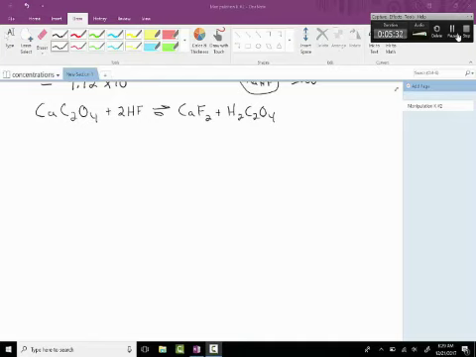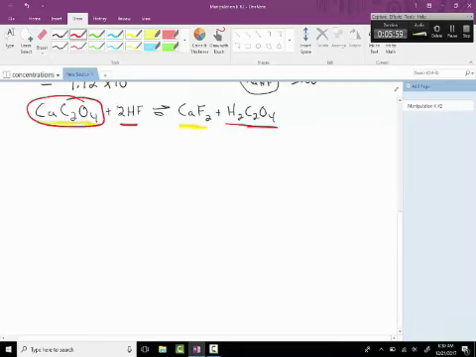Okay, this is a slightly more complicated example. I want to take a slightly soluble salt, CaC2O4, react it with a weak acid, and end up with CaF2 and another weak acid, oxalic acid. So this is calcium oxalate over here, hydrofluoric acid, and calcium fluoride.